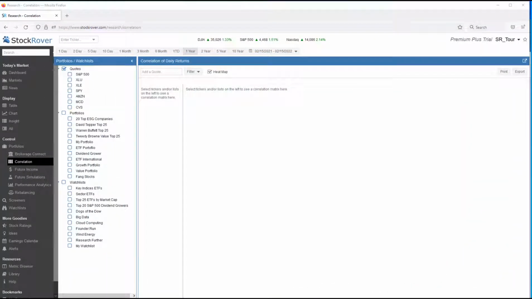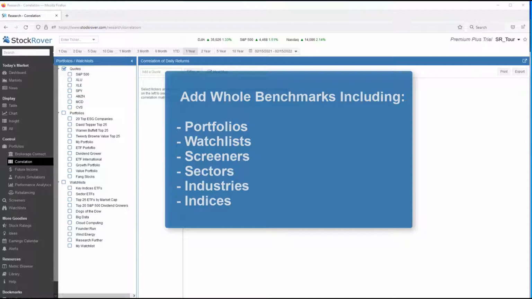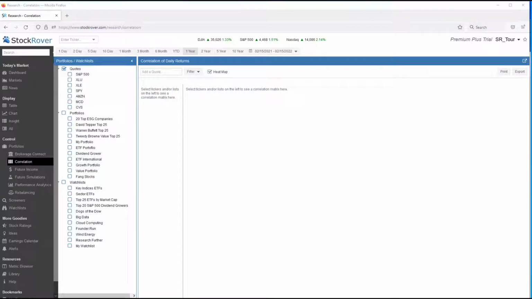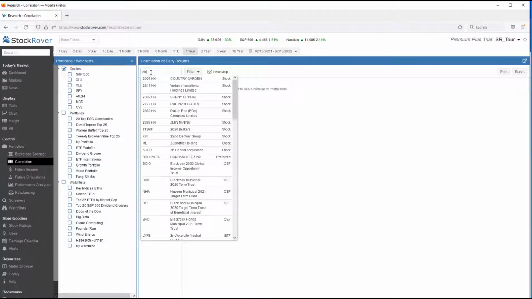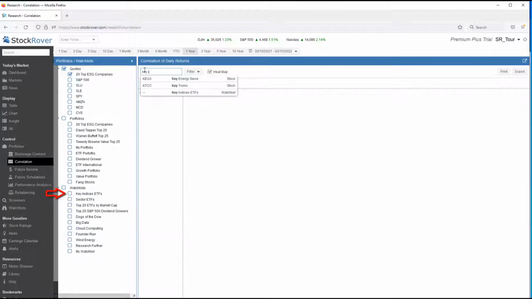You can add more than tickers to the correlation matrix using the Add a Quote box at the top. You can also add in whole benchmarks, that is, portfolios, watch lists, screeners, sectors, industries, or indices. To do this, type the name of the portfolio, watch list, industry, index, etc. in the quote box, just as you would for a ticker, and then select it from the matching results. I'll add a portfolio and watch list.